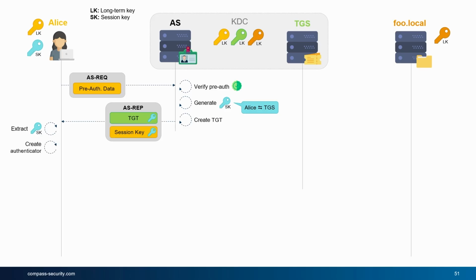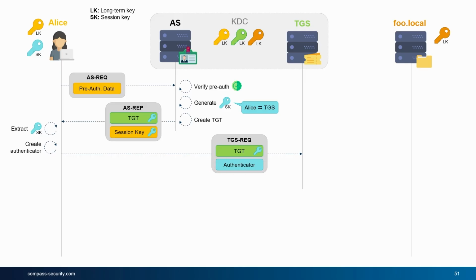Next, Alice will generate an authenticator. The authenticator is simply username and the current timestamp, and the authenticator will then be encrypted using the new session key. The next part of the protocol is the TGS-REQ message, which is sent to the TGS. It will include the TGT itself, so this is a one-on-one copy of this TGT that was received previously. And besides it, we also have the authenticator that we just created.